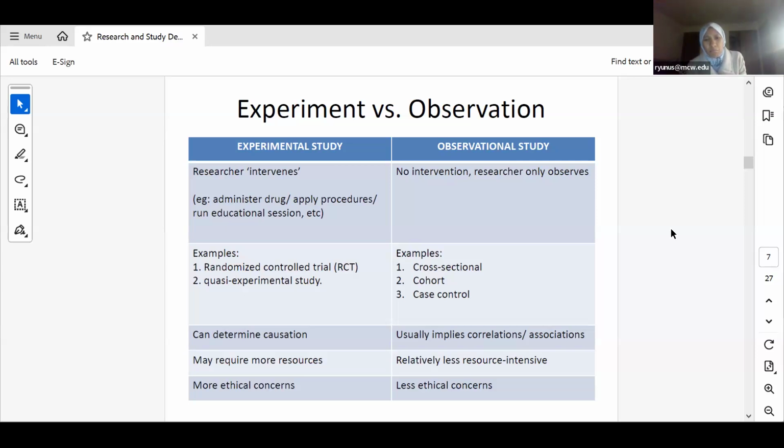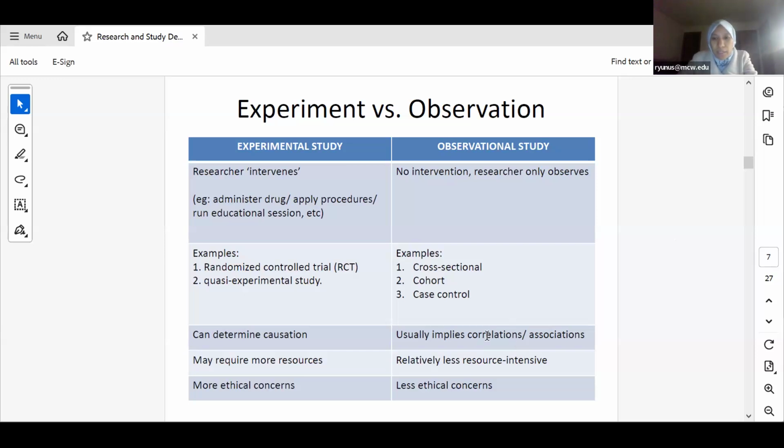And then on the other hand, when you talk about experimental study, from the word experiment itself, that means you're experimenting, right? You're trying to intervene in some way, or manipulate your independent variable to see if it affects the dependent variable. Examples of experimental study can be RCT, quasi-experimental, and some other types of design, but we're not going into those today.